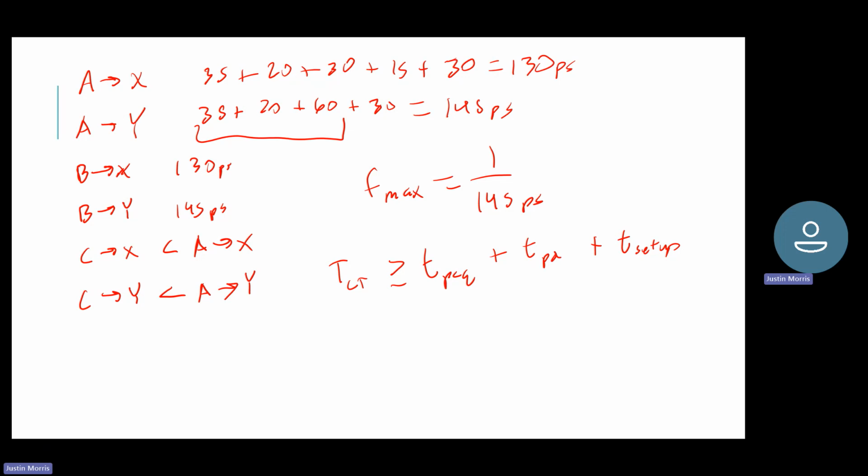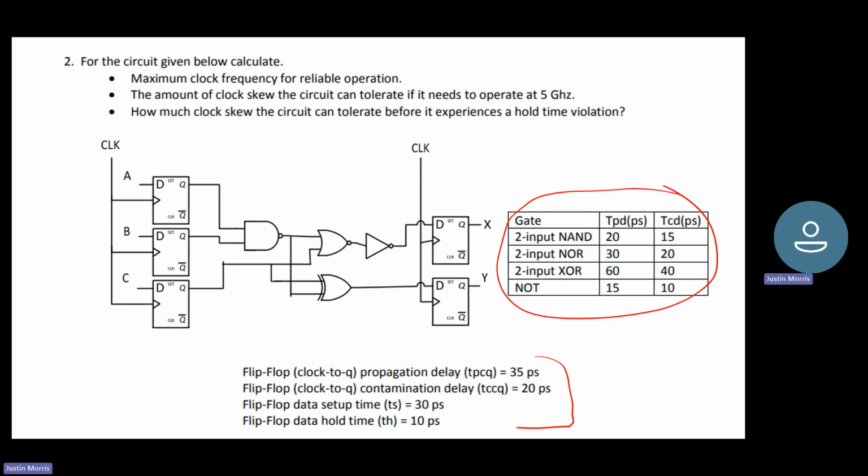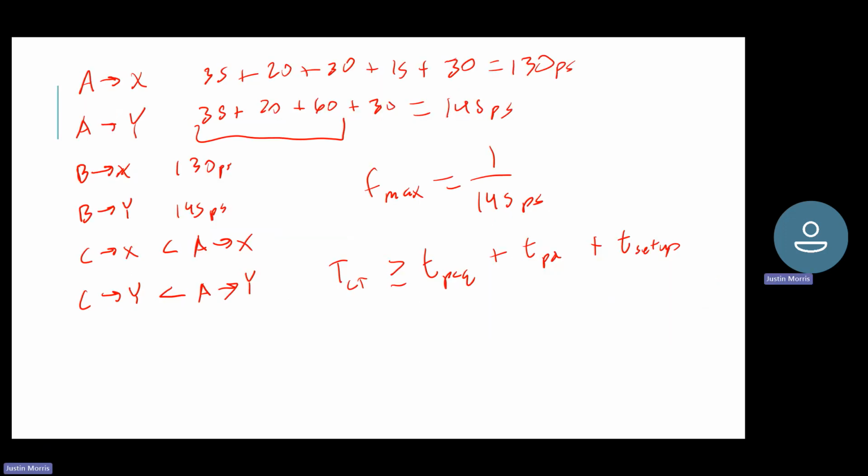So 145 is the number we have. So we see how we check all of these paths. Whichever one is the longest is defining our maximum, well, our minimum cycle time, our maximum frequency.